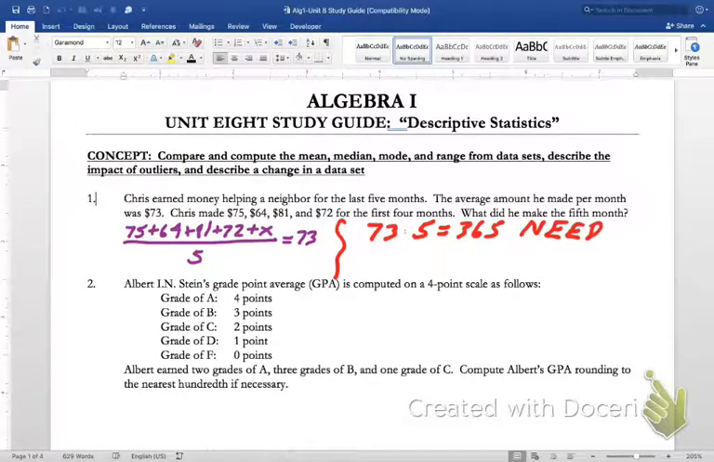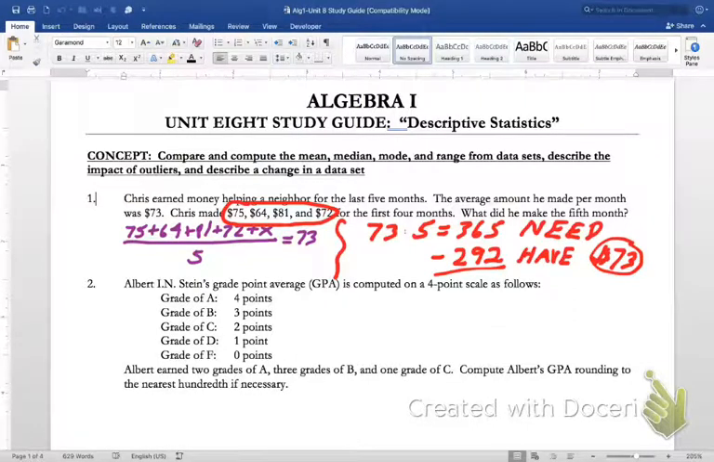Now I can add the 4 numbers together, and that'll show me what I have. If I add those 4 numbers together, $292 is what I have. And now I can subtract those, and I can see that, just kind of a coincidence, in the 5th month, I'm going to need to earn $73.